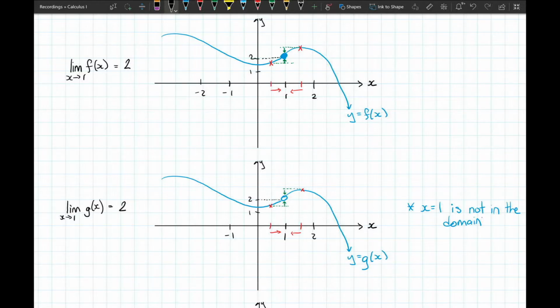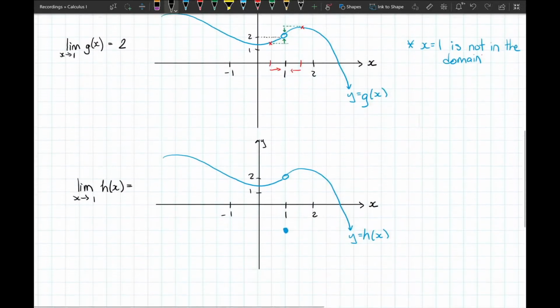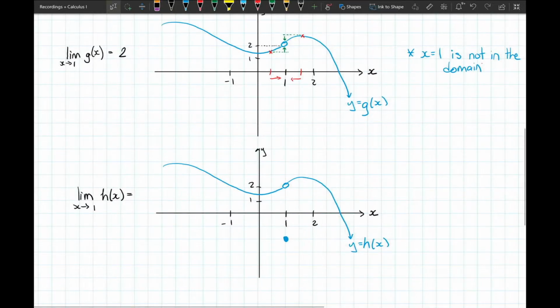And one more scenario where I've taken g of x and I've put a point back, but I haven't put the point back where you'd think I should. I put the point way down here at some coordinates, maybe 1, -2.